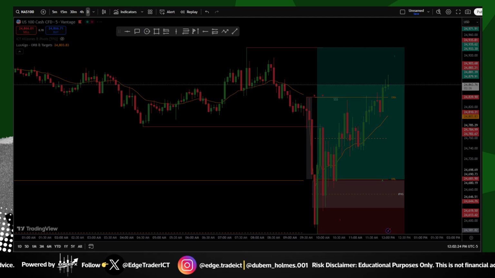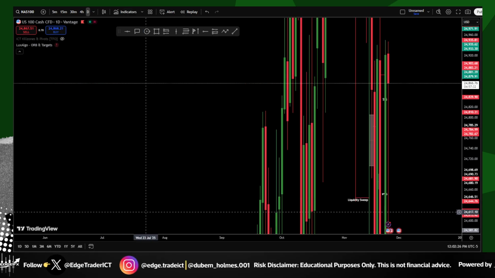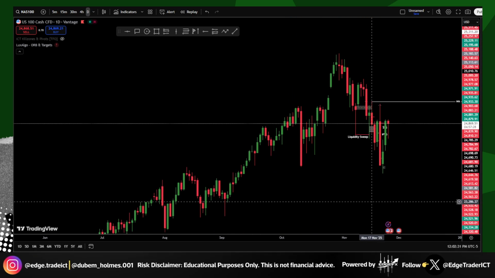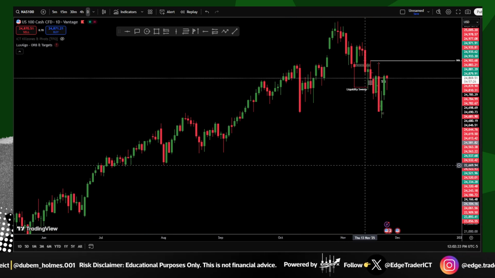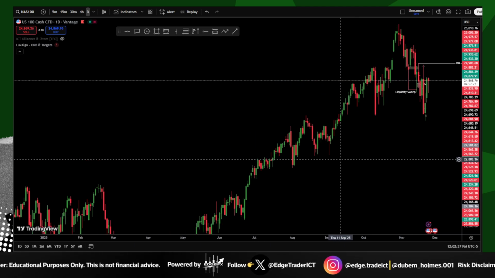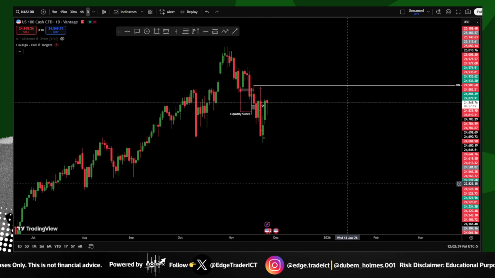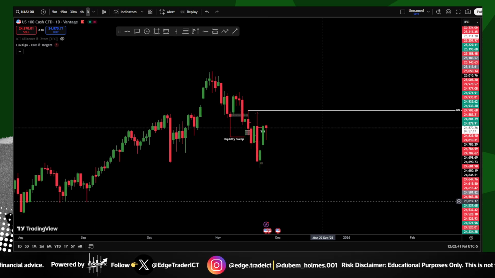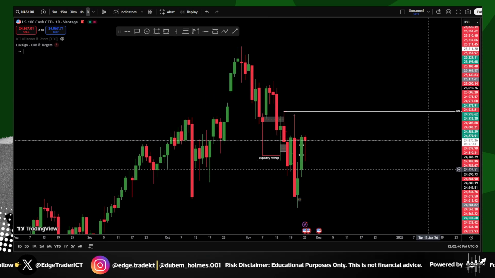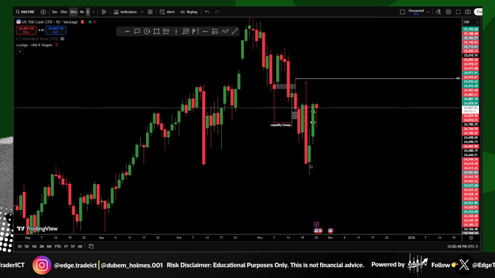So I'm gonna start from the daily chart. I wouldn't go all the way to monthly, but on the daily charts, we can clearly see that we are bullish. We're extremely bullish. So I'm very much more interested in buys because this is giving me the directional bias of what I should look out for in the lower time frame.